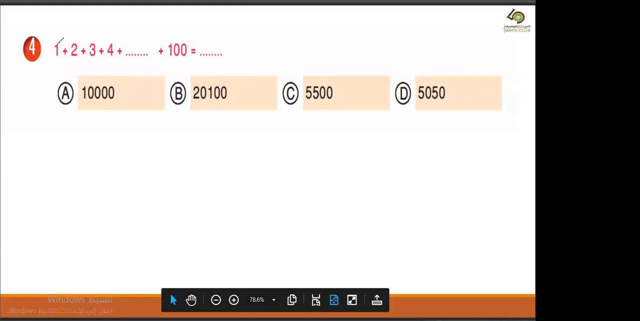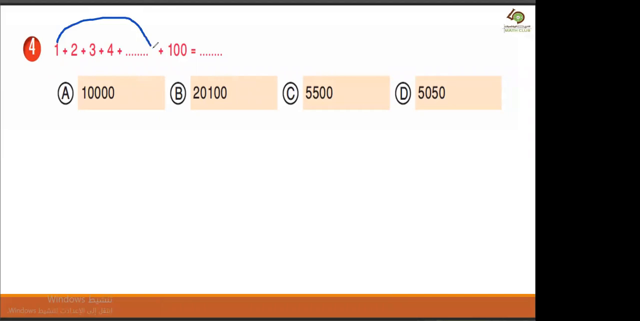Now you can add here 1 plus 99. It is what, Zainab Rubah? It is what? 1 plus 99. It is what? 100. Yes, salam alaykum. Yes, you are intelligent.